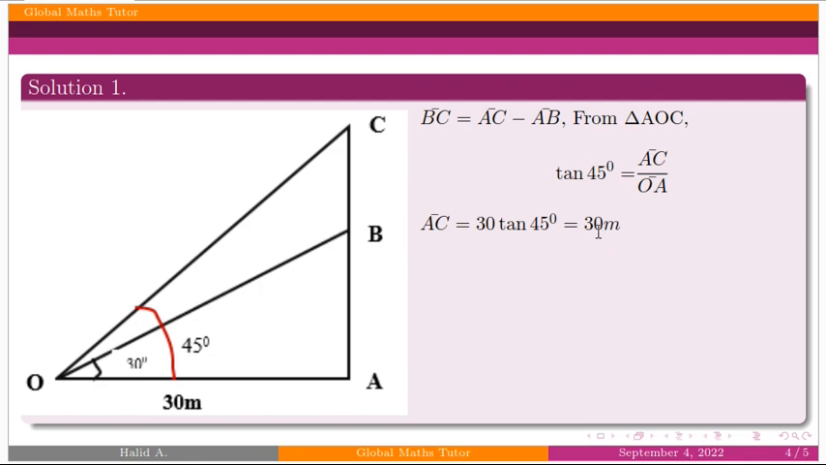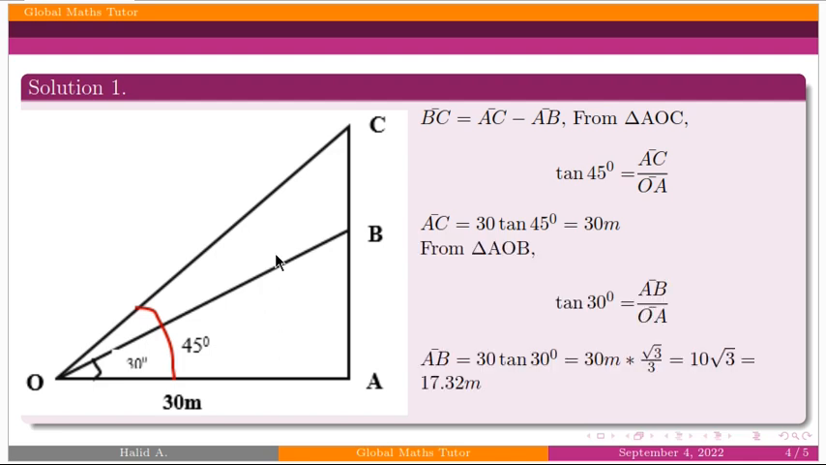The same way, for the small triangle AOB, the tangent function defined will be AB over AO. Then AB can be found from 30 meters times tan 30 degrees, where tan 30 degrees is root 3 over 3. So 30 times root 3 over 3 will be 10 times root 3 meters. 10 times root 3 gives 17.32 meters.